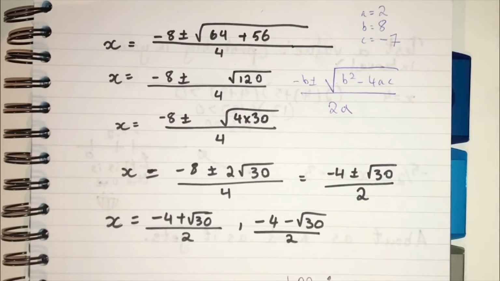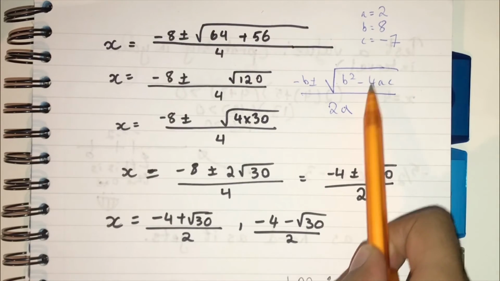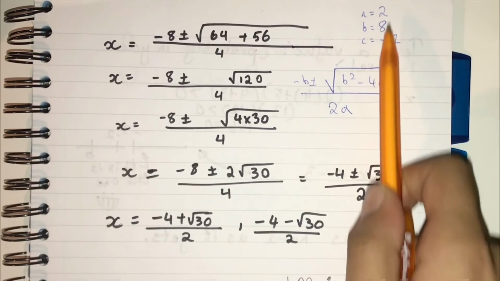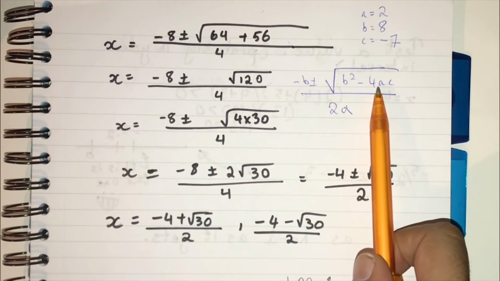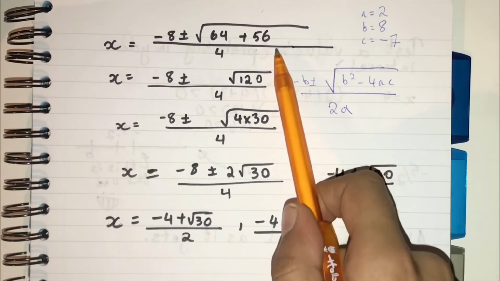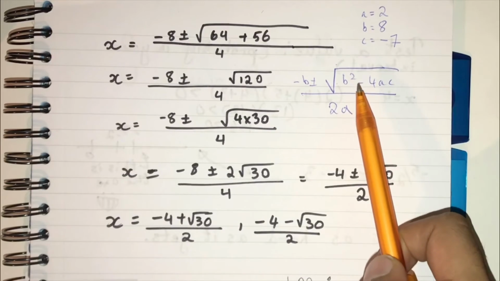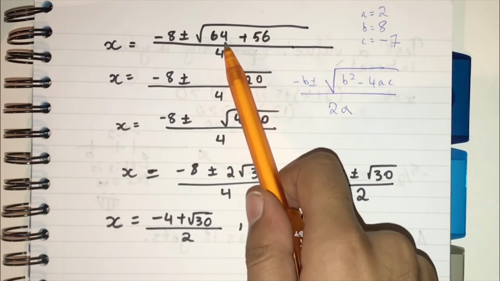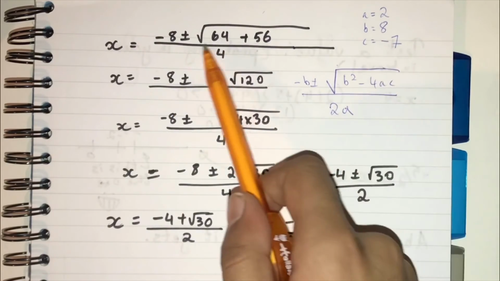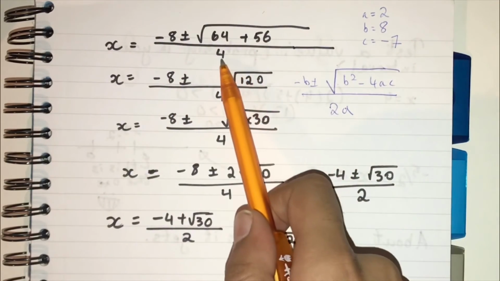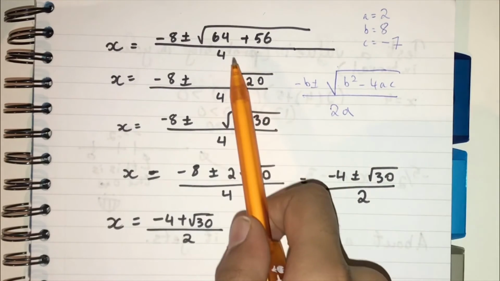Anyway, so what corresponds to what? 4AC, 4 will be 4, obviously. A will be 2. Minus 7 will be the C. 4 times 2 times minus 7 will be plus 56, because we got a minus here as well that we got to take care of. 8 squared is 64. Then you got the minus b, which is minus 8, which goes along here. Then 2a is 2 times 2, which is 4.